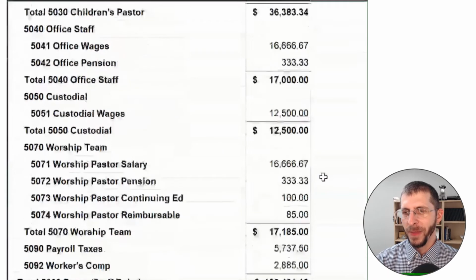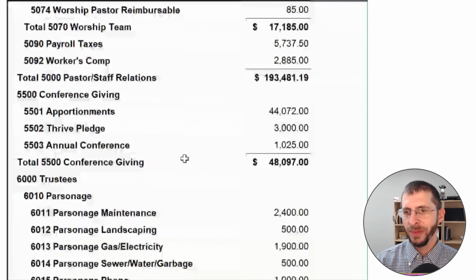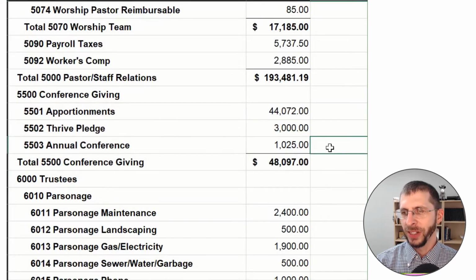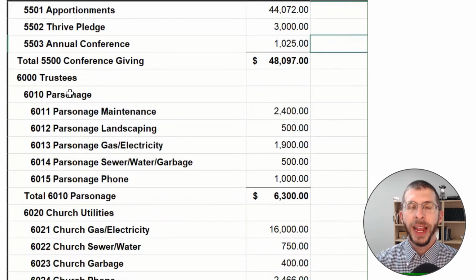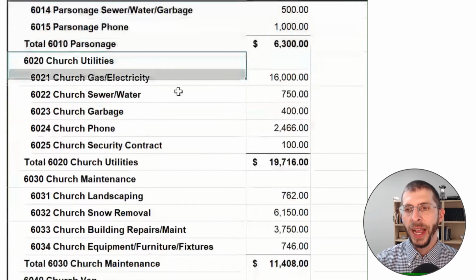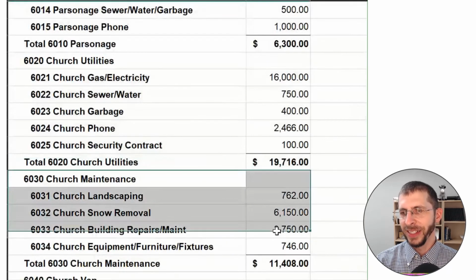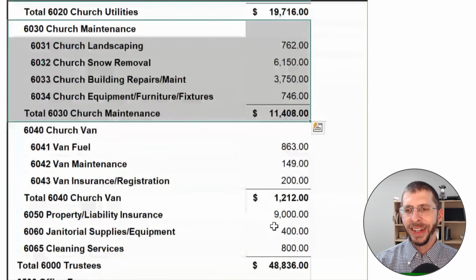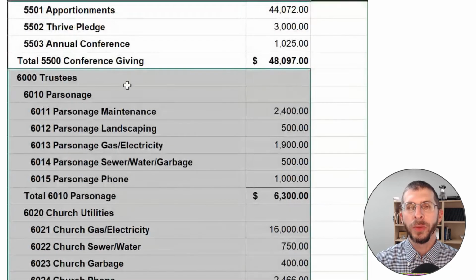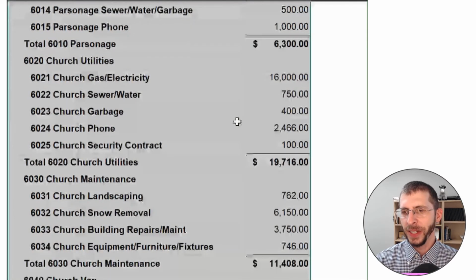And then I also have a very similar section, by the way, for conference giving. This is United Methodist Church, so there's apportionments and so forth. And the trustees also have a section. So you can see the parsonage, and you can see the church utilities and the church maintenance. And again, this whole section here would be a very good report just to give to the trustees. You don't have to give them everything. You could just give them this whole detailed section.